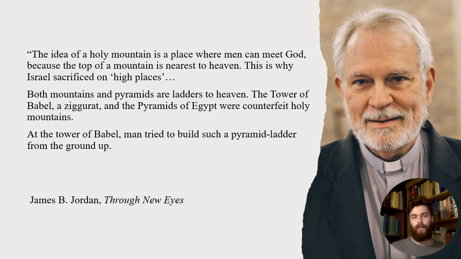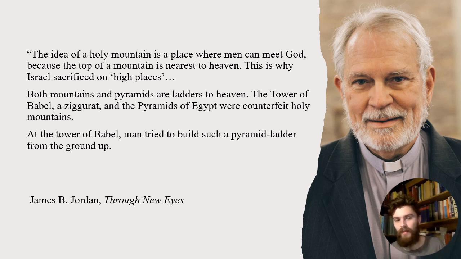James B. Jordan picks up on this idea as well, and he says that the idea of a holy mountain is a place where men meet God. Because the top of a mountain is nearest to heaven, this is why Israel sacrificed on high places. That's an important understanding to understand why people worshipped and sacrificed on high places. This idea that a mountain is the connection point between heaven and earth. Both mountains and pyramids are ladders to heaven. The Tower of Babel, for example, are ziggurats, and the pyramids of Egypt were counterfeit holy mountains.